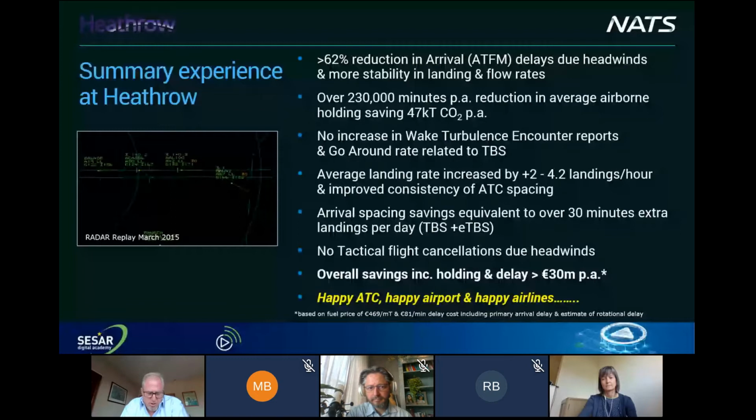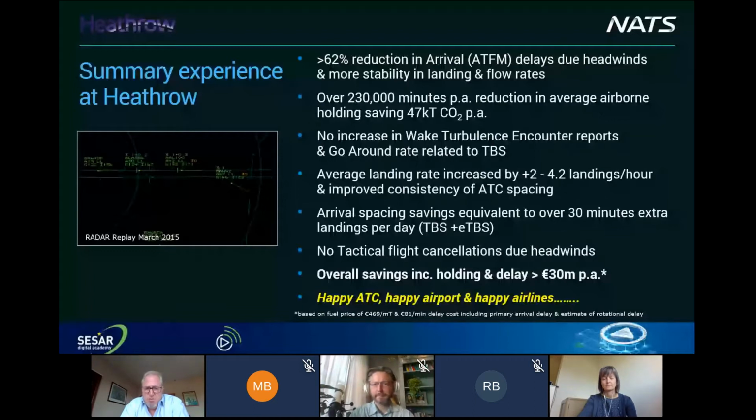But with the addition of RECAT EU, optimized runway delivery and runway occupancy tools, enhanced TBS has delivered even more benefit. Now, the fact is the Heathrow controllers were good before the tools were introduced, but we're now consistently delivering much more precise separations and spacing, which translates into increased landing rate. And on average, Heathrow's landing rate has gone up by 2 and in headwind conditions, 4 or more movements per hour.